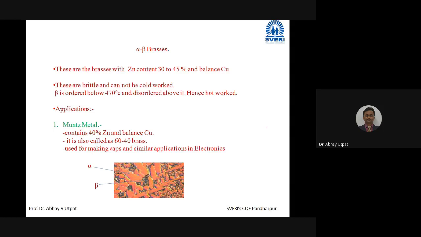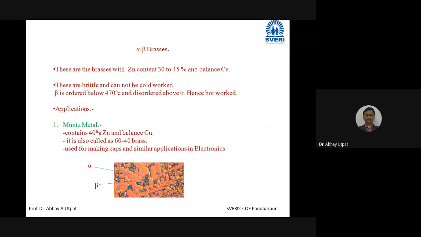See, I have explained ordered and disordered structure in solid solutions. Below 470 degrees Celsius the structure is ordered, and above 470 degrees Celsius it becomes disordered. Disordered means it becomes soft. So if you try to do cold working, there may be chances of cracking. But if you want to do hot working, you can do it easily because beta becomes disordered and soft. So you can shape the components of alpha beta brasses by hot working.